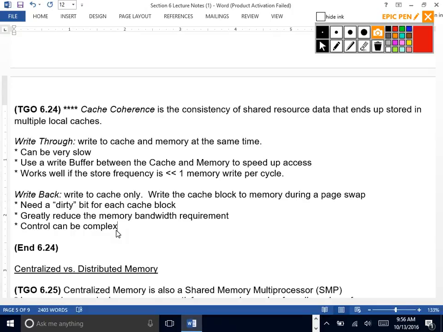Does anybody have any questions on this so far? Yes, what reason would you want to use write through instead of write back? It depends on how infrequently you might be updating the cache. If you have multiple processors and you're doing stores like once every 1,000 cycles, then you want to use write through, because then you can update each copy in the cache and the data memory.